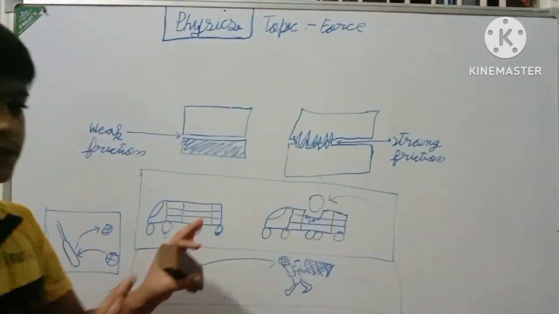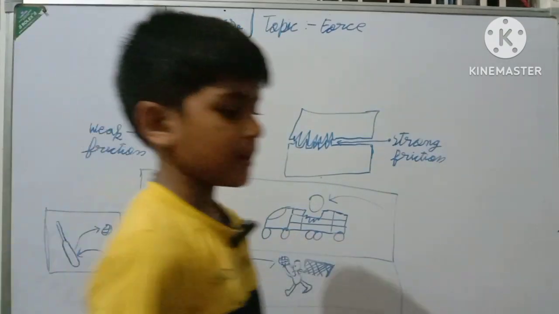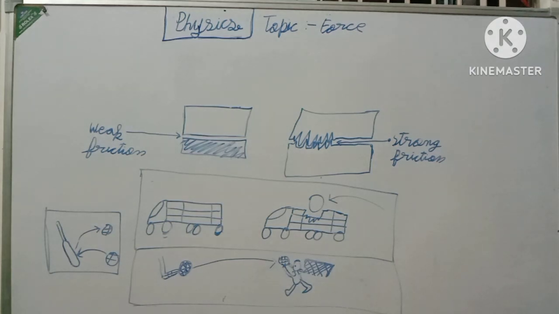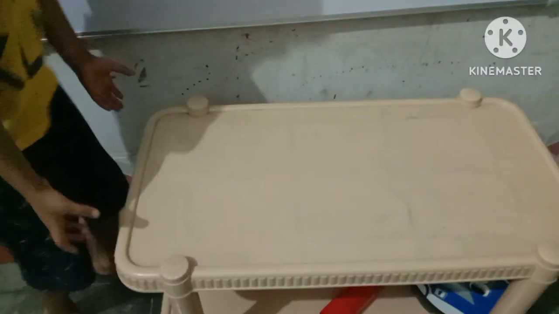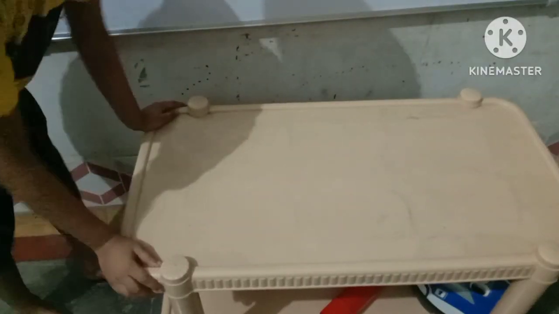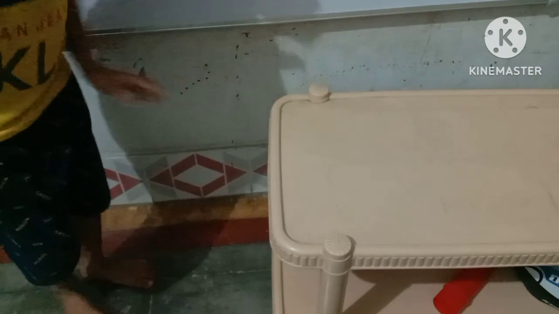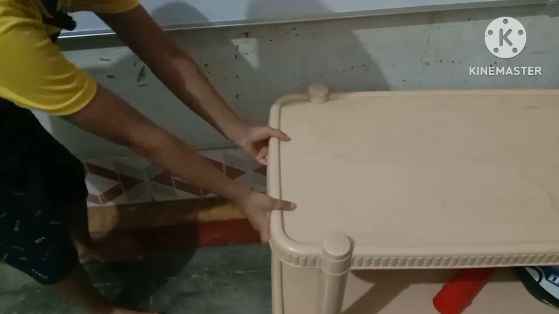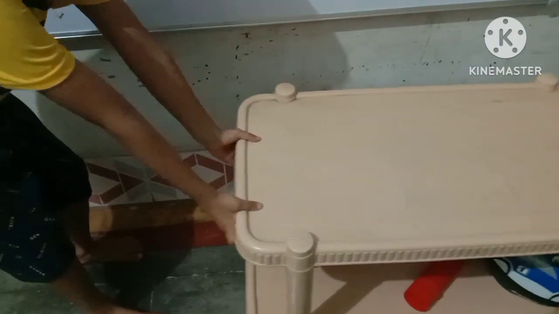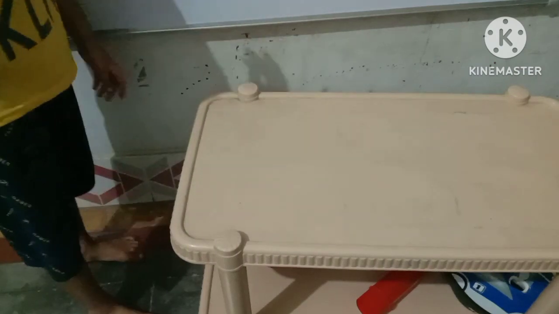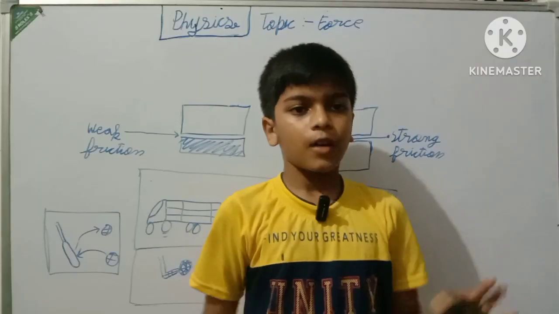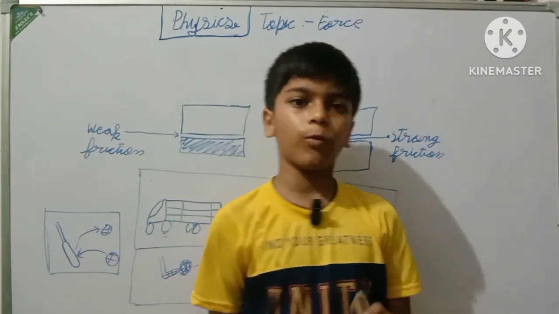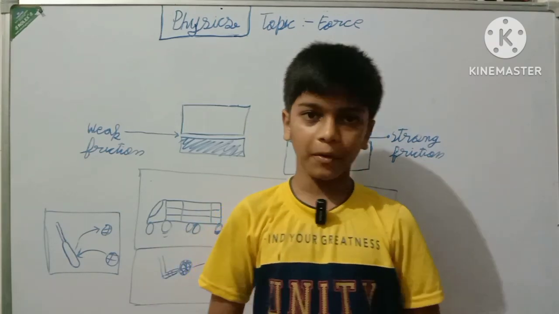See, this is push. Let me just example it with a table. So this is known as a push, means applying force away from you, and this is pull, applying a force to your direction, means closer to you. But there is also one more property of force.